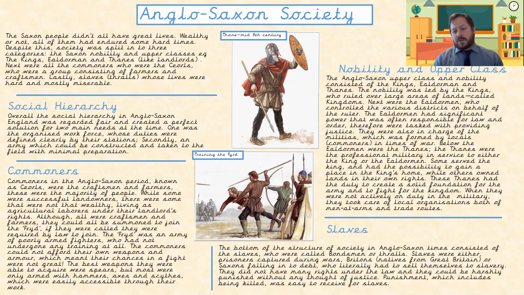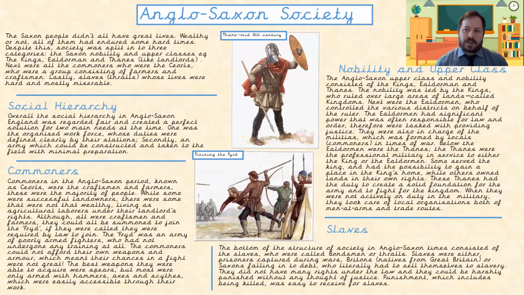Slaves. The bottom of the structure of society in Anglo-Saxon times consisted of the slaves, who were called bondsmen or thralls. Slaves were either prisoners captured during wars, Britons, native from Great Britain, or Saxons falling into debt who literally had to sell themselves into slavery. They did not have many rights under law, and they could be harshly punished without any thought of justice. Punishment, which includes being killed, was easy to receive for slaves.